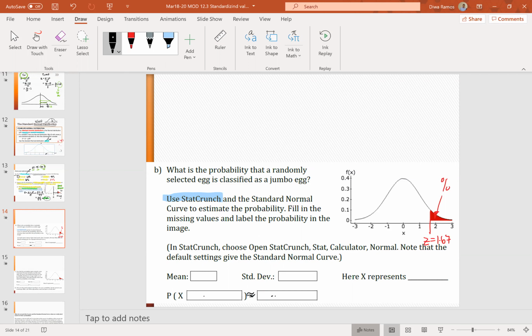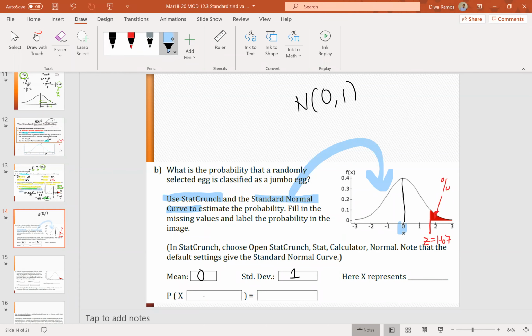So we will use the standard normal curve, which is this one. We know that a standardized normal distribution will have a mean of 0. I'll put 0 there. So if you're following me in your handbooks, just fill in the blanks here. The standard deviation is 1 because remember, it's N(0,1). It is centered at 0 with a standard deviation of 1.